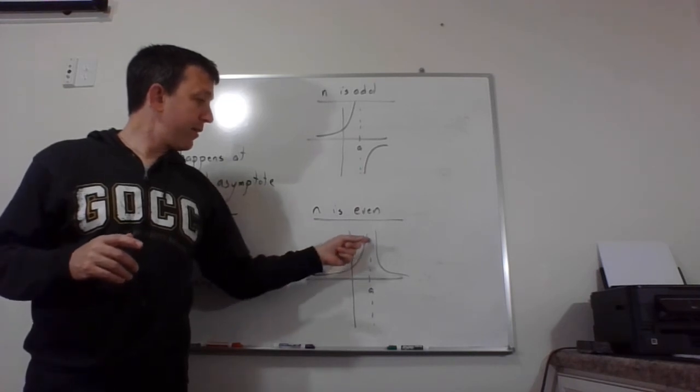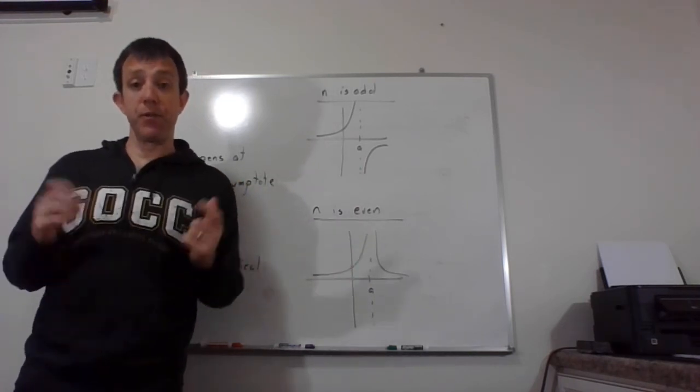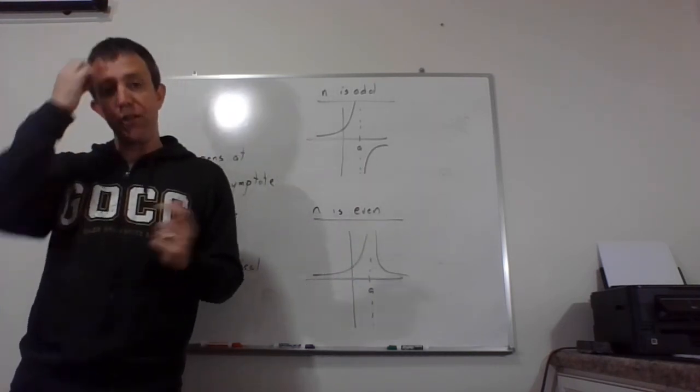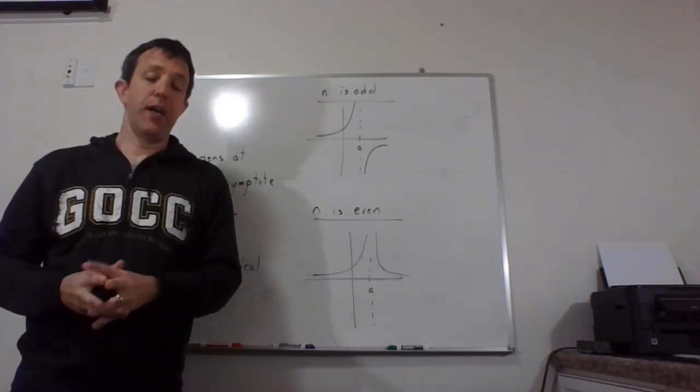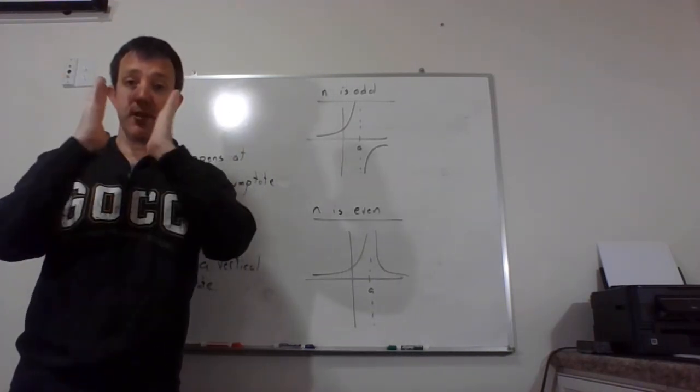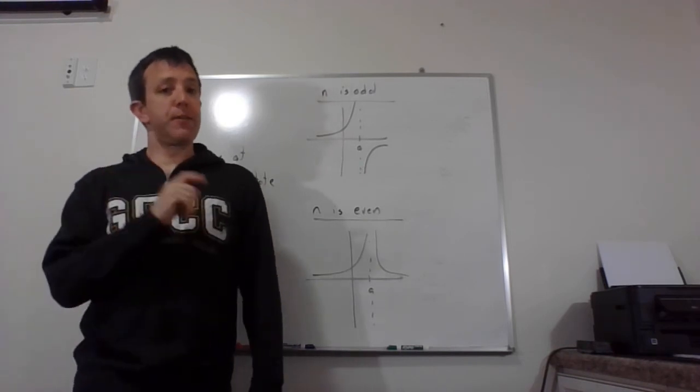If n is even, they're both going to go the same way. In this case, I drew them both going up, but they just as easily could both be going down. Okay, odd, different directions; even, same direction. All right, let's move on.